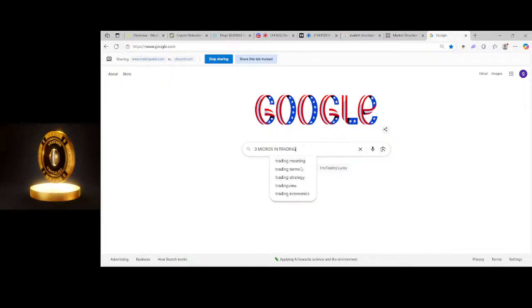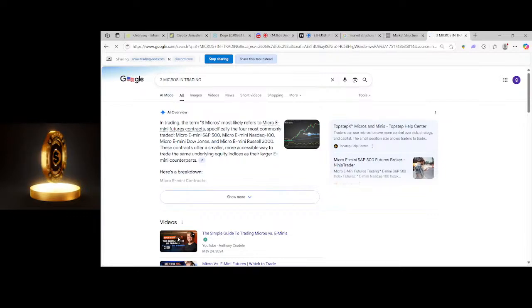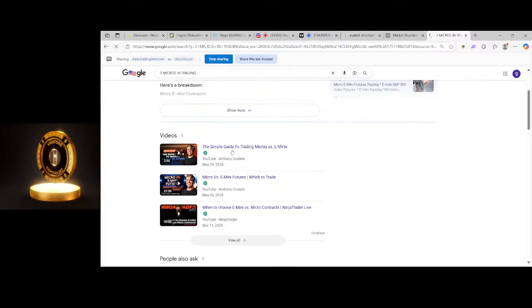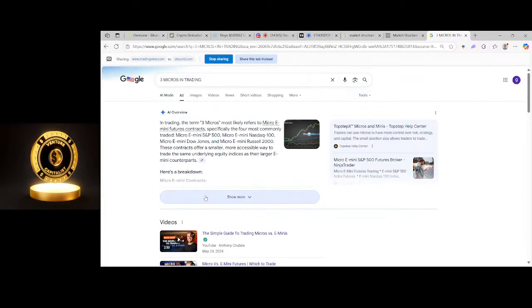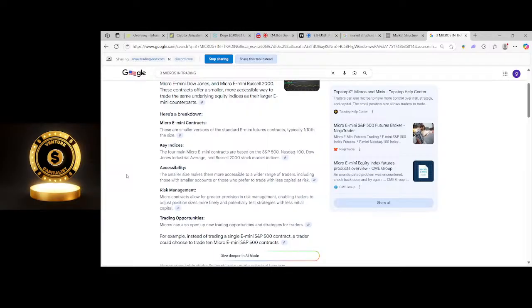All right, so in trading, the term 3 micros most likely refers to micro E-mini futures contracts, most commonly traded micro E-mini S&P 500, NASDAQ 100, and micro E-mini Dow Jones. So this is why, when we're trading, if he's doing a smaller version of the standard E-mini futures contracts, like a tenth, like 1/10, right? So the main micro contracts based on S&P.